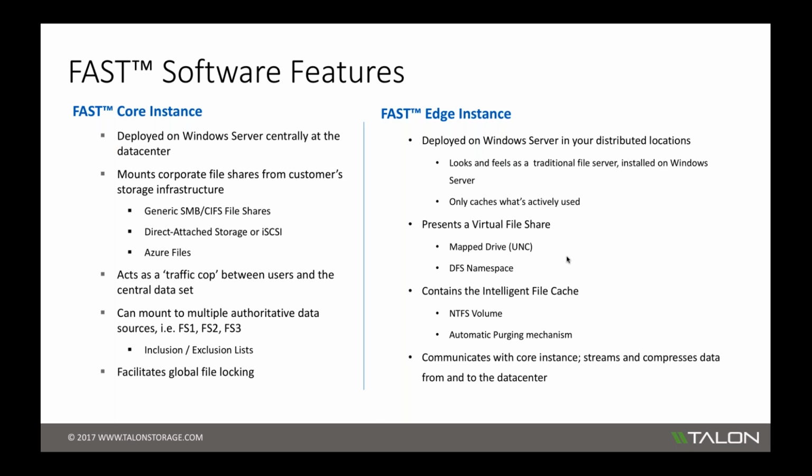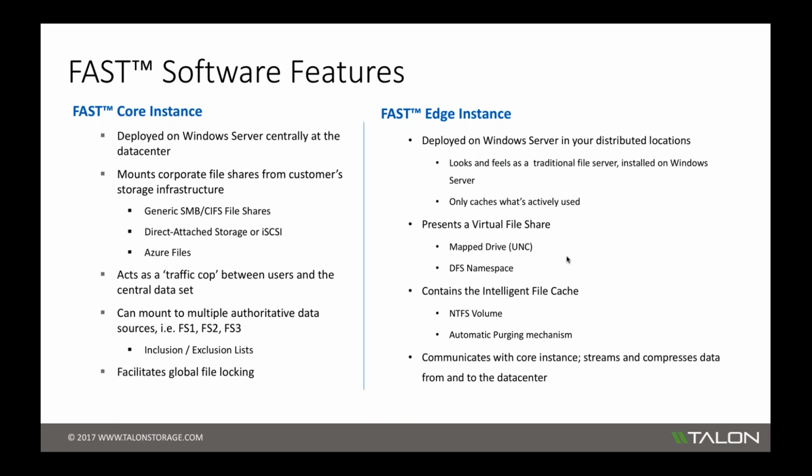The core also mounts to multiple authoritative data sources. So if you have an abundance of file servers at your data center, different types of models, different types of shapes, different types of methodologies, we can aggregate all these file sets in a single namespace and present them out at the branch office in real time. Subsequently, we can leverage some intelligence around inclusion-exclusion lists that allows you to control the ability to cache or share files from a specific data center source to a specific location. Also, the core is responsible for facilitating global file locking and ensuring data integrity.